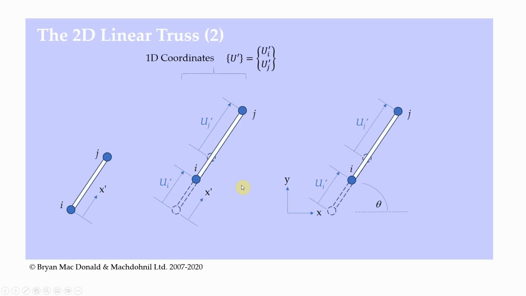So again, it's in its 1D coordinates. Its displacement vector, we now call that u dash, is given by ui dash and uj dash. So ui dash is displacement along the direction of the element. Uj dash is displacement along the direction of the element. So now we're going to say, well, that same element can exist in a 2D space.